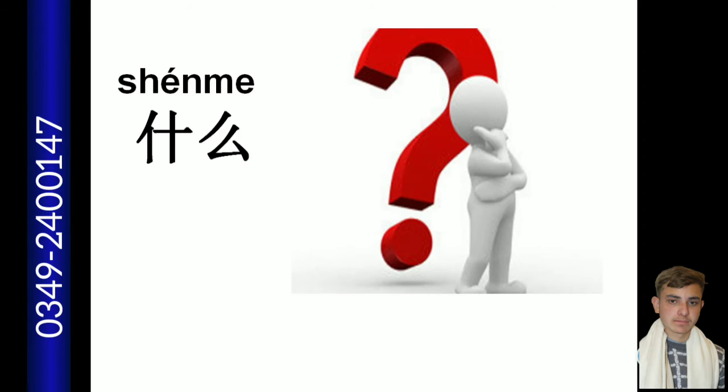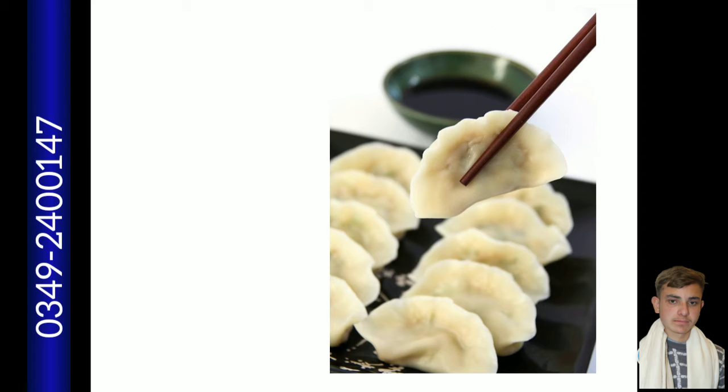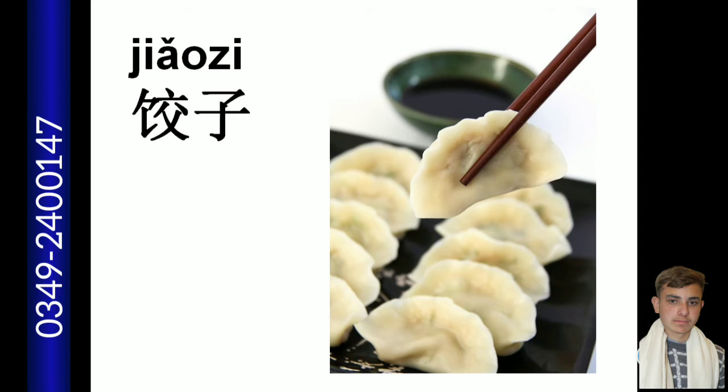吃. Okay, next word, 什么, what, right? It's a question word. 什么. Okay, next one, what's this? It's a food, right? I know in some countries you also have this kind of food. So this is dumplings. Dumpling in Chinese we say 饺子. So this is a dumpling.